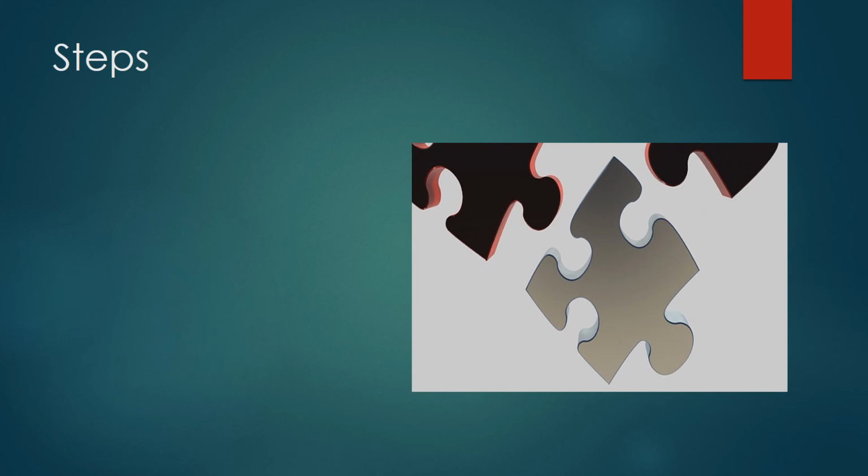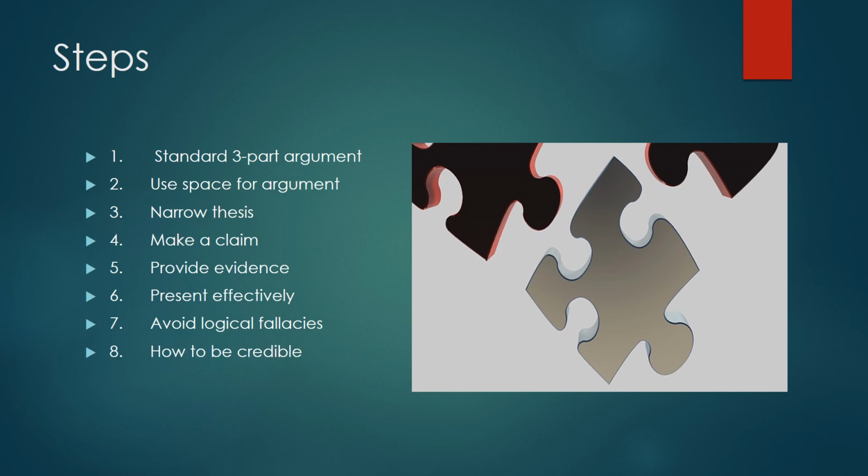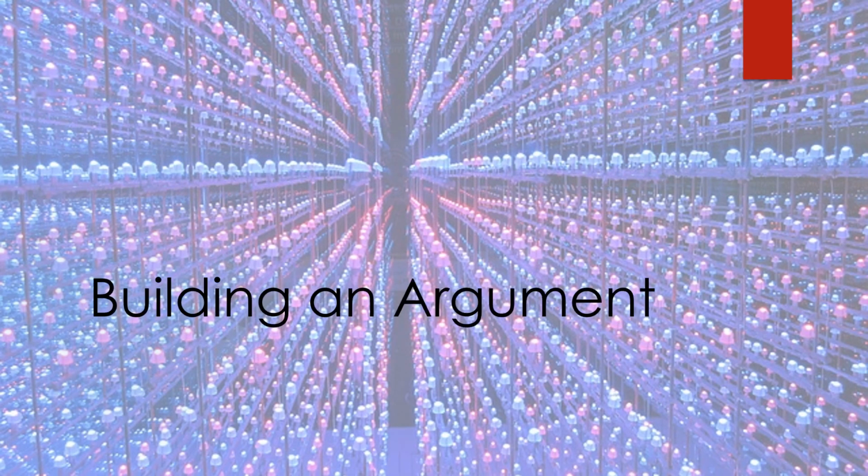You've seen these steps many times already, but I'm going to repeat them. Make a standard 3-part argument. Use space for argument and not fact. Narrow your thesis. Make a claim. Provide evidence. Present effectively. Avoid logical fallacies. Make sure you're credible. And address the question of whether or not to mention feelings.